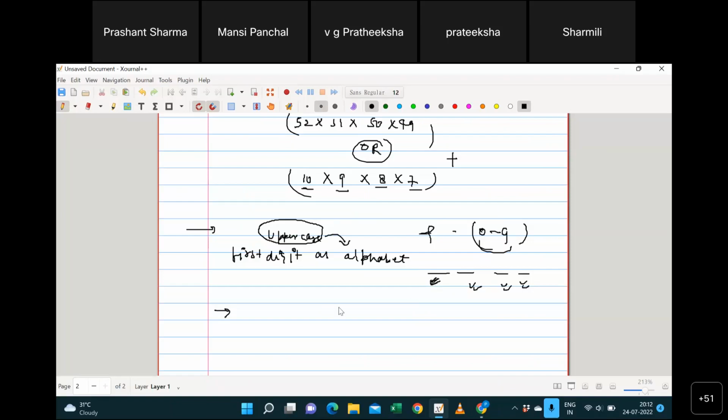Is repetition possible? No, repetition is not there. So if I've understood correctly, out of 4, the first one has to be an alphabet and the other 3 can be alphanumeric.